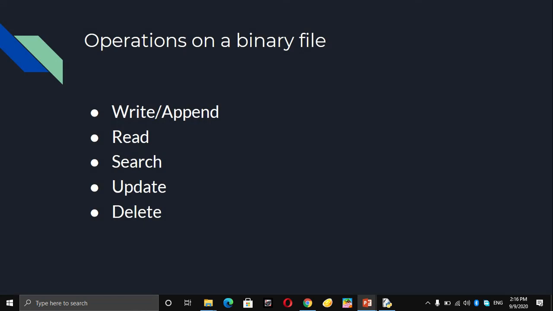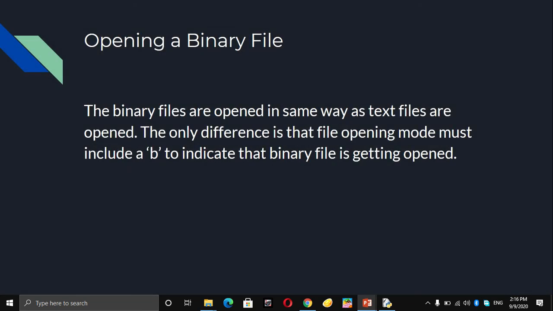Now these are the operations which are possible on a binary file. Binary files are opened in the same way as text files. The only thing we have to keep in mind is the b in the mode: rb if we are opening in read mode, wb for write mode, and ab if we are opening in append mode. So whatever the mode, a b is required.